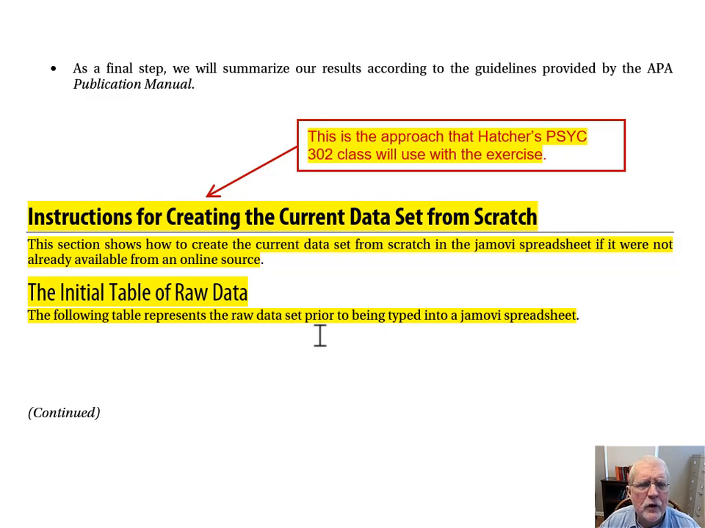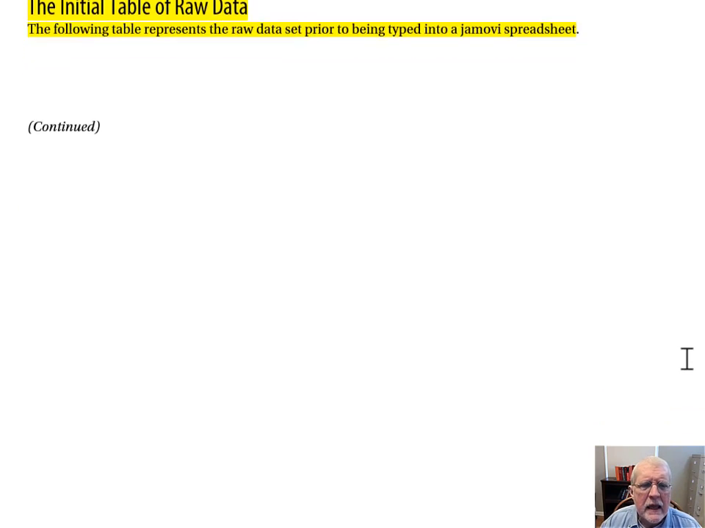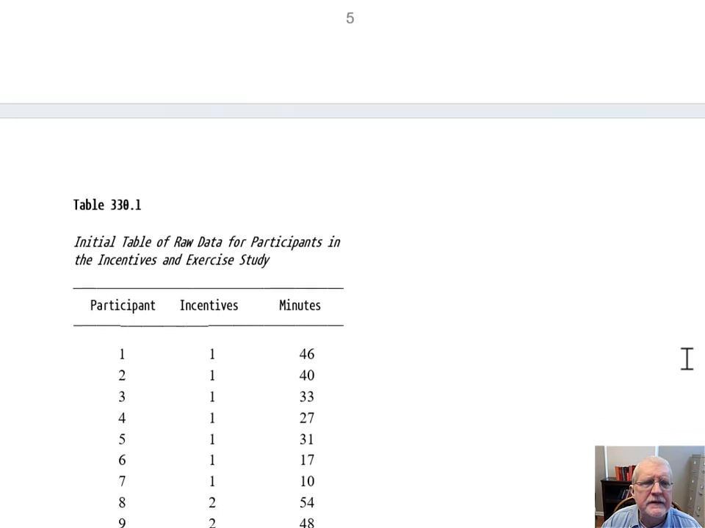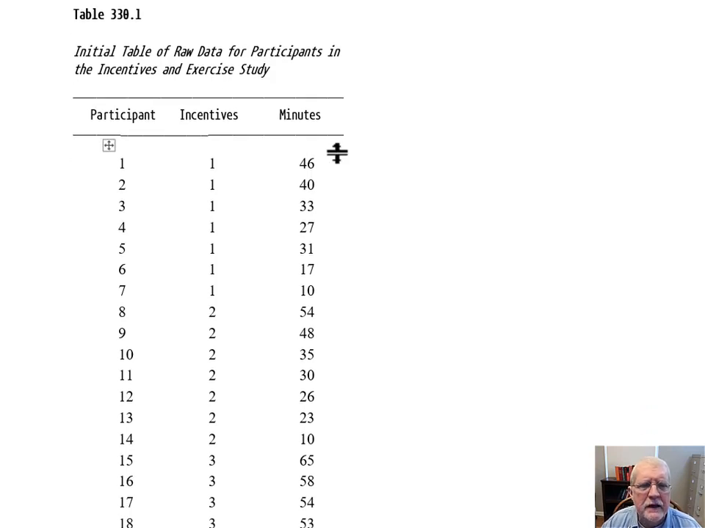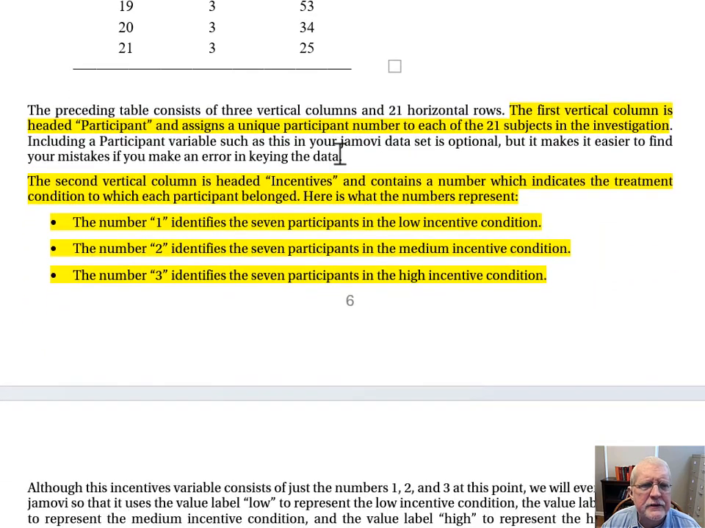The initial table of raw data. The following table represents the raw data prior to being typed into a Jamovi spreadsheet. I'm on page 6 now. Here's our data set: initial table of raw data for participants in the incentives and exercise study. We have 3 columns. One is headed participant, one is headed incentives, one is headed minutes. What is this all about?